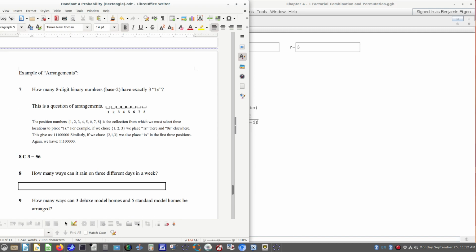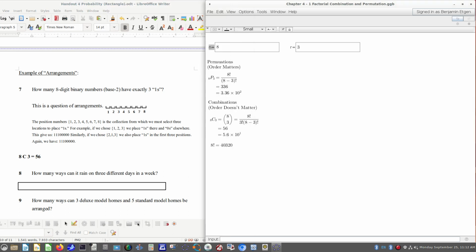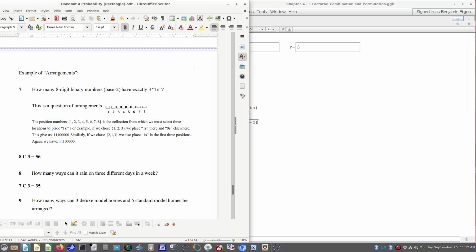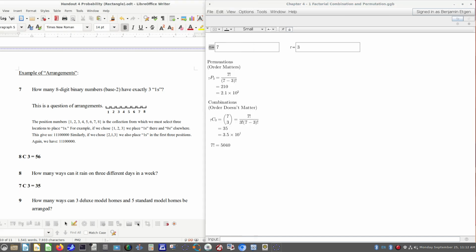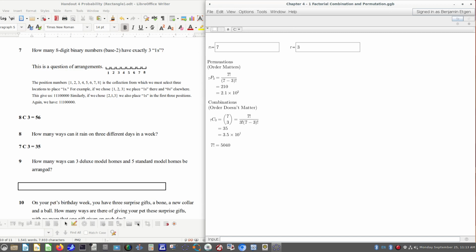In a week, that's 7 days. How many ways can it rain on 3 days? Again, we're assuming that those 3 rainy days are identical. So now n is 7, and we're looking at combinations. We're looking at 35 ways that can happen.